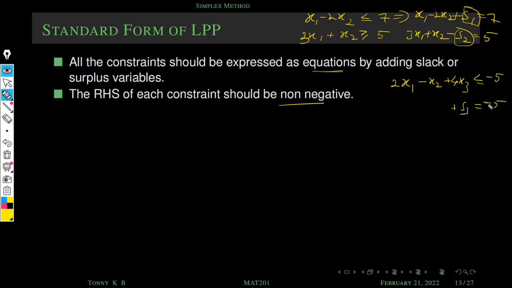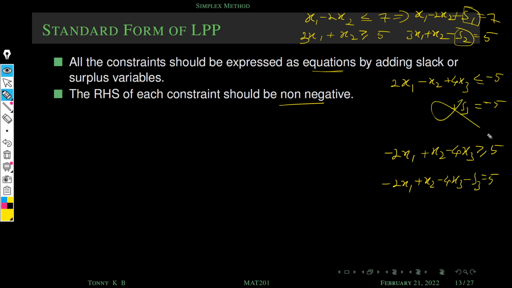But this is not allowed in our standard form of LPP. In our standard form of LPP, the RHS is always non-negative. So how do we make this an equation with a positive RHS? First you multiply the whole inequation by a minus sign. So we get minus 2x1 plus x2 minus 4x3 greater than or equal to 5. Now the LHS is greater than 5, so we know we have to subtract a surplus variable: minus s3 equal to 5. So this s3 is surplus, not slack.